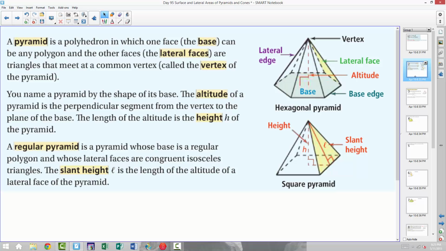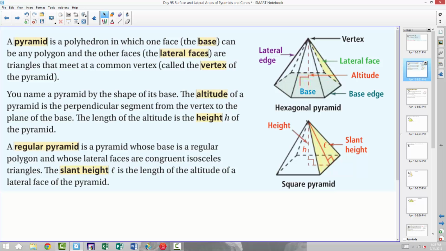Remember, in prisms and cylinders, the height between the bases was the height of the prism or cylinder. Here, the height of a pyramid or cone will be from the vertex to the center of the base. The height can also be called an altitude, and the base and altitude are always going to be perpendicular. Like I said in class, area is base times height, and base and height always have to be perpendicular in order to multiply them.